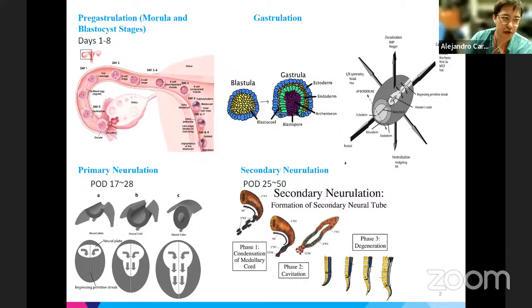taking boards in March. So just as an overview, the development of the embryo starts initially with ovulation, and it's in the first days 1 through 8. It's in the morula and blastocyst stage before it implants. It then forms a gastrula, which differentiates into the 3 germ cell layers. And our CNS is formed through neurulation, initially primary neurulation, and then secondary neurulation, which we'll talk about some of the associated disorders.